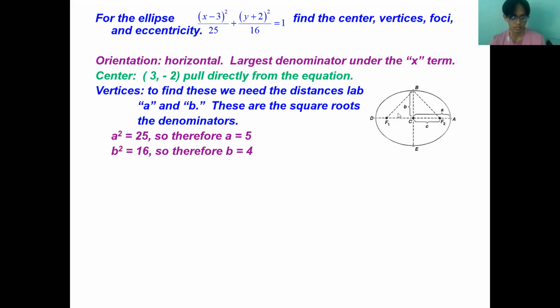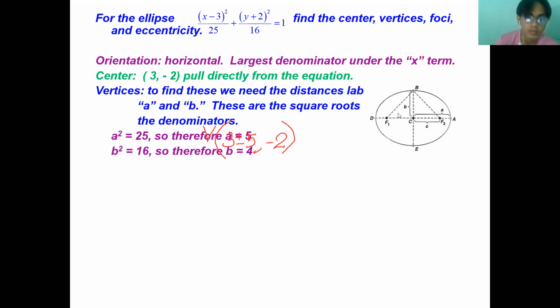Therefore, to find the vertices, we can have the solution: vertex could be 3 plus and minus 5 and negative 2. Again, 5 because A is the length from your vertex to the center. And since the graph is horizontal, what moves upon graphing the vertices will be the coordinate for x. So we have plus and minus 5. Add 5 going to the right, subtract 5 going to the left.